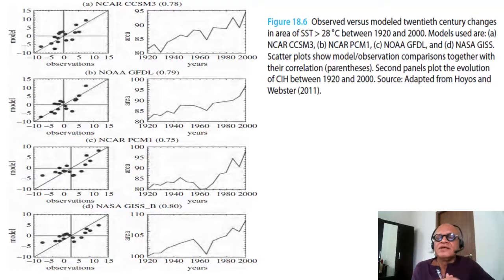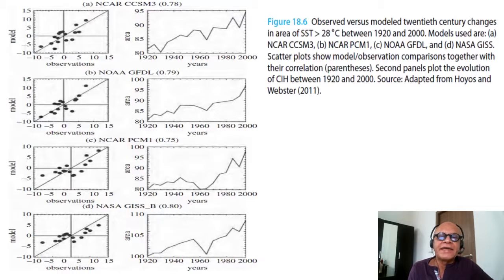But here we are looking at an integrated quantity like area of SST greater than 28 degrees centigrade. These are coupled models, so obviously they develop their own SSTs along with the atmospheric and oceanic circulations. Okay, so you can see that the models and observations have a reasonable correlation in each model. This is 0.78, 0.79, 0.75, and 0.80 respectively, which is considered very good for these models, even though the explained variance will be pretty low in terms of observations and models.